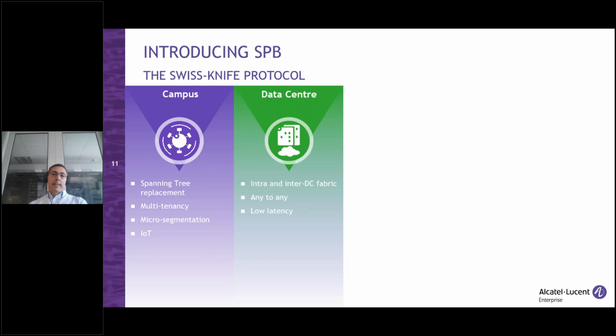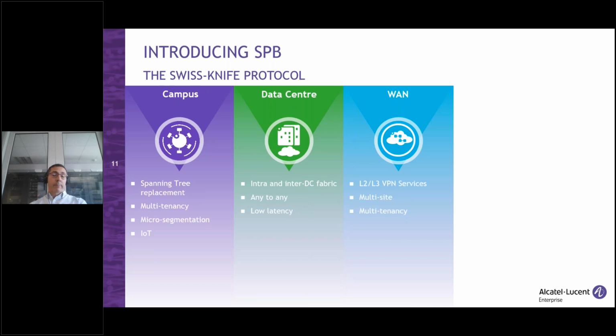The second area is the data center. You can use SPB to build data center fabrics spanning one or multiple sites. These fabrics provide any-to-any connectivity over optimal low latency paths, making it ideal for modern virtualized or private cloud environments. The third one is the WAN. SPB offers layer 2 and layer 3 VPN services similar to MPLS services, yet much simpler to deploy and operate. And these services can deliver multi-tenanted services to multiple sites connected across the WAN.